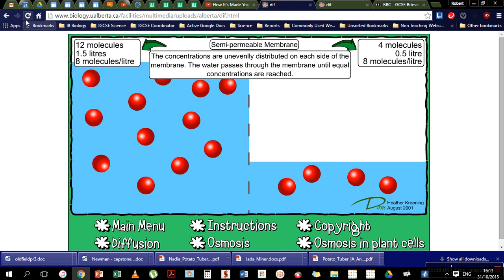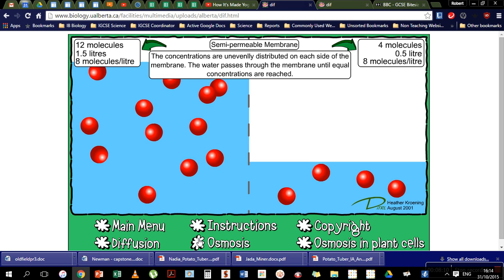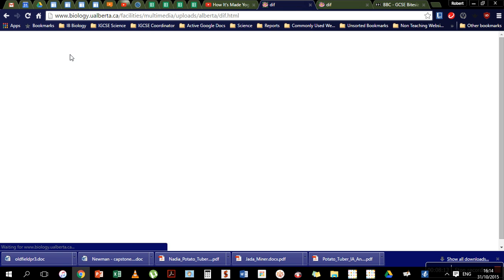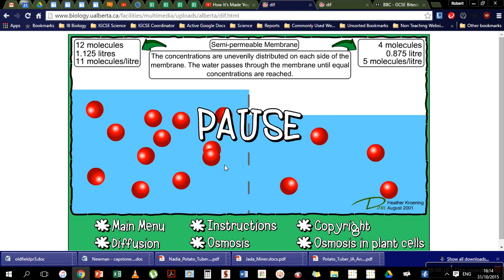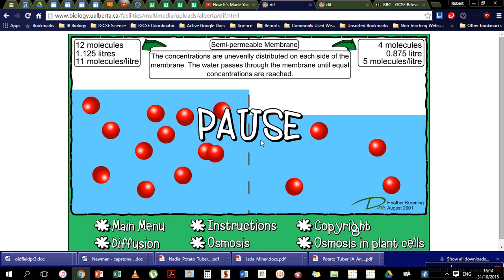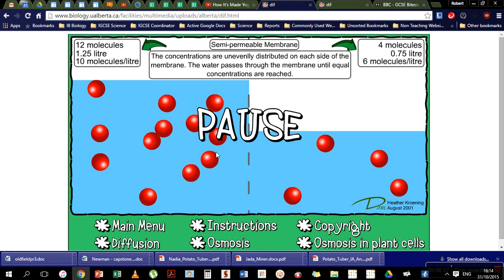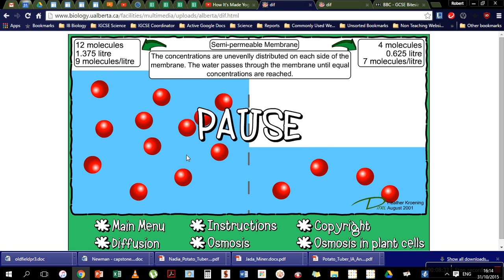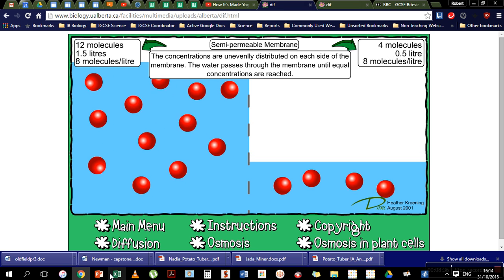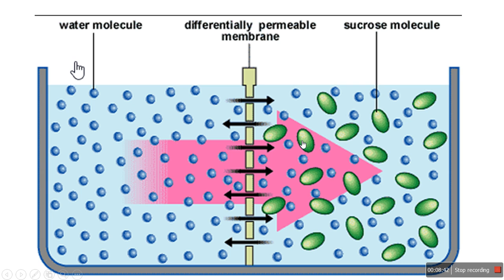Okay, now I'm going to have to restart that because it happened a little bit too quickly. So keep an eye out now, so watch what happens. Okay, so you've got the low concentration of water over here and the high concentration of water over here. So water is moving from the right side over to the left side to balance that out. Okay, so here's a sucrose molecule in here.